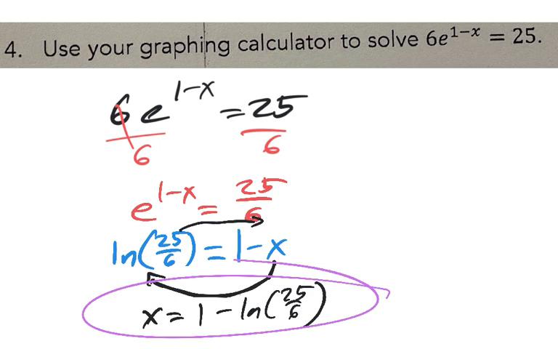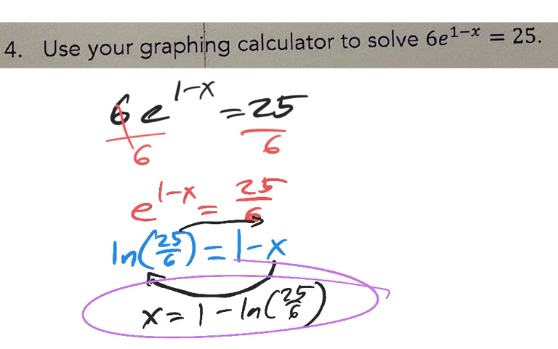So we're going to click y equals. We're going to type this into the first one, which is 6 times e raised to the 1 minus x. And then in the second one, I'm just going to type in 25. It's underneath, it's the natural log. You see e to the x? Sorry, I forgot to talk about that.